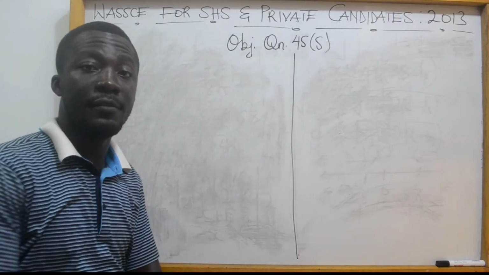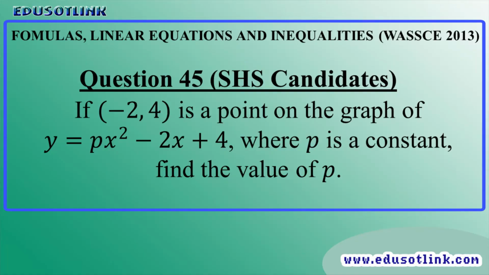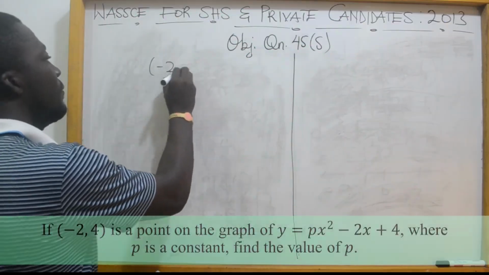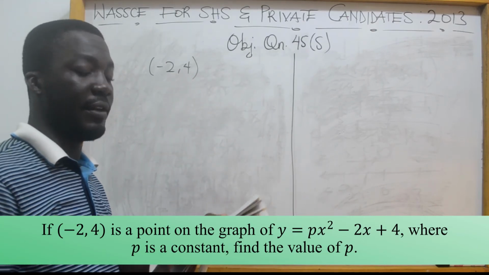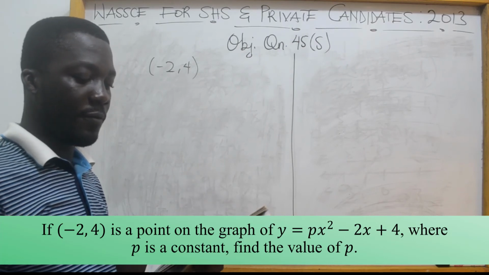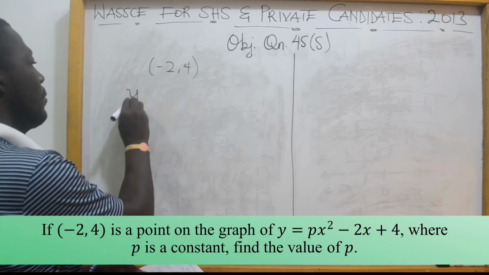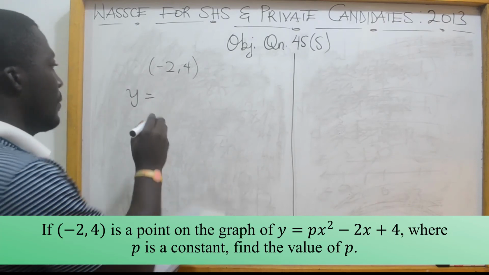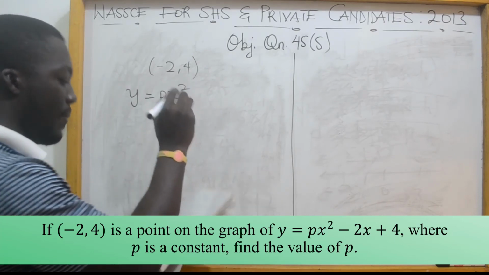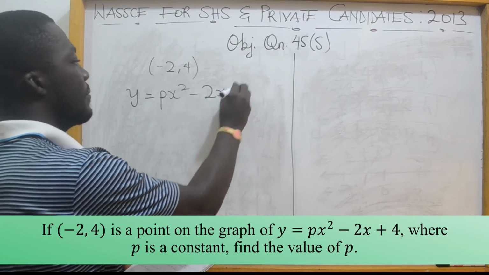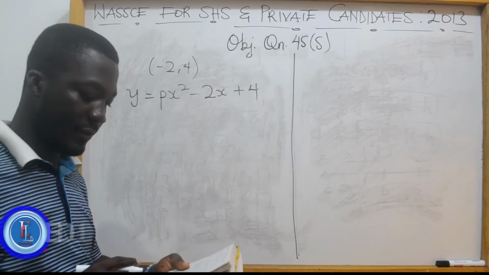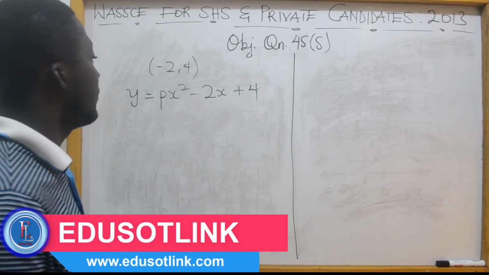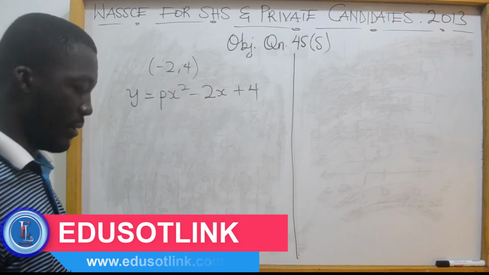Our objective question 45 for SHS candidates. If -2, 4 is a point on the graph of y equals px squared minus 2x plus 4, where p is a constant, find the value of p. So we are asked to find the value of p.